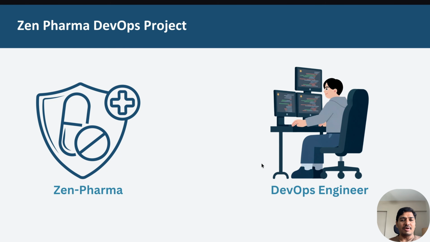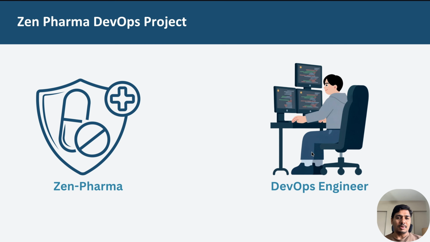I'm working as a DevOps engineer in one of the organizations, and we got a pharmaceutical project called Gen Pharma. As part of the project requirements, they asked us to set up infrastructure on AWS cloud, and also they wanted a CI/CD pipeline to build and deploy their code. They are using microservice based applications, so we need to set up an EKS cluster.